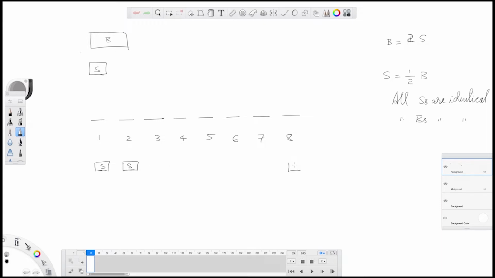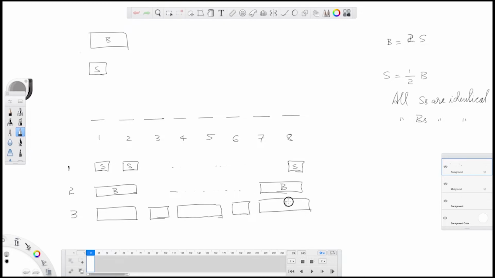One way to solve this is by just having all small bricks. There'll be 8 small bricks and you can keep them adjacently. That's one way. Or you can have 4 big bricks. That's another way. The third way is you have a big brick, small brick, big brick, small brick, and a big brick, which covers 8 spots. These are the 3 ways that I would describe.